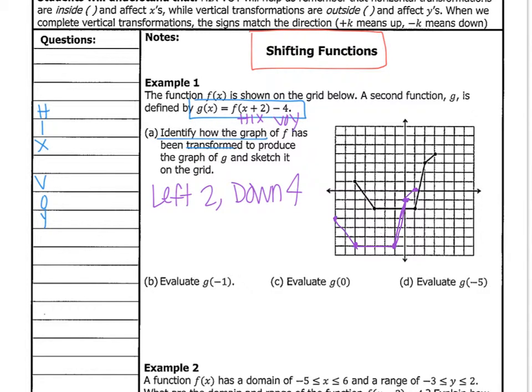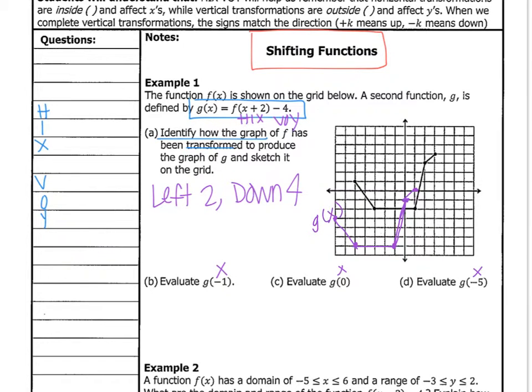Now the next part says evaluate g of -1, g of 0, and g of -5. So remember that in each of these cases, the value inside the parentheses is an x value. So for the first one, we go to the left one, and we don't stop at the black graph, but we keep going all the way to our new graph. Remember, they're asking us to evaluate g. I didn't label it, we should have, but the new graph is g of x.